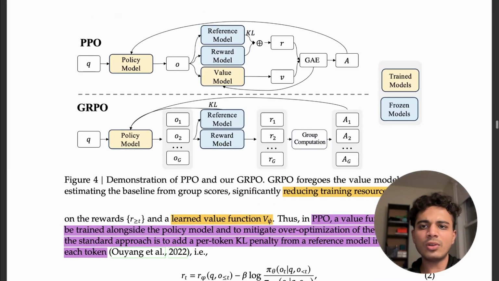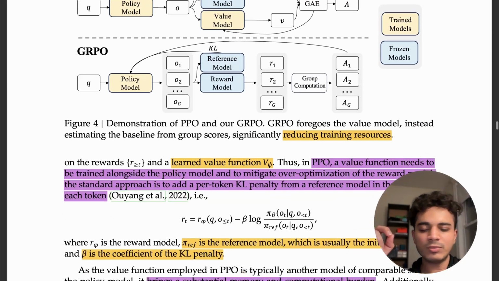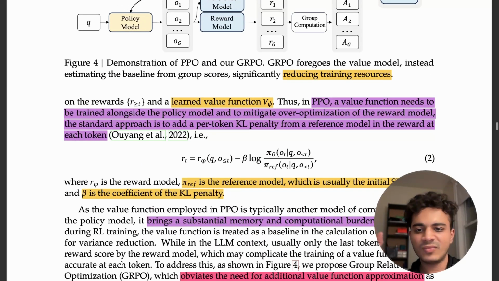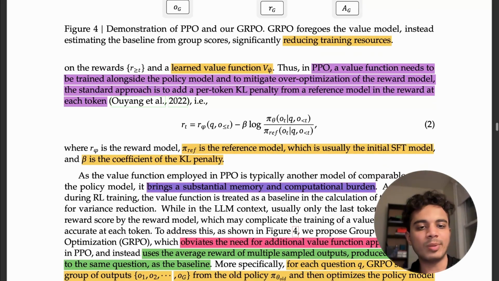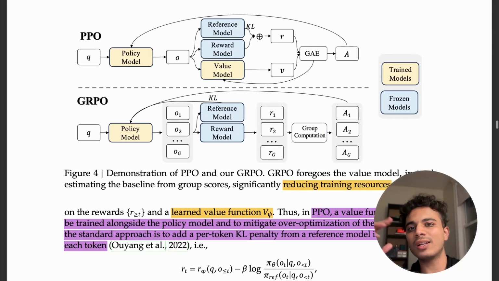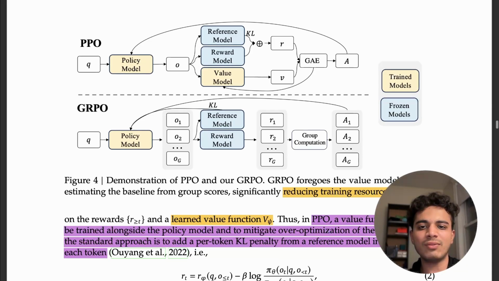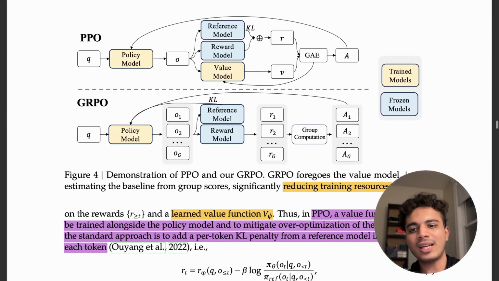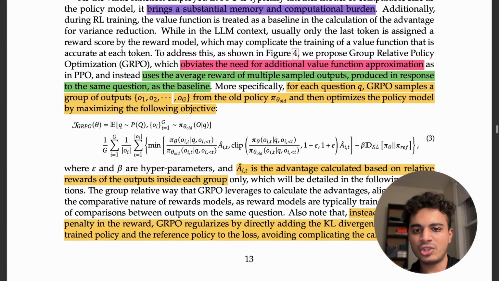Fine. So this was a problem with PPO. I think there are two problems. It brings a substantial memory and computational burden. So we are dropping PPO. How can we use something better? What can we do differently? So that's where GRPO comes into the picture.